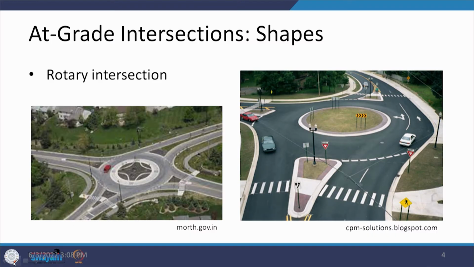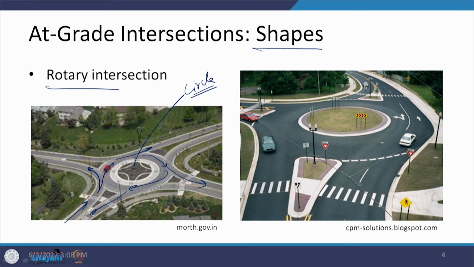Now, in at-grade intersections, we were discussing the shapes. Another type which can be there is a rotary intersection. A rotary intersection means there is a circle at the center and the traffic is moving around that particular circle. If the vehicle is coming from this direction, it has the flexibility to go in this form, or it moves into this area and goes out of the system, or it can move in this area and go out of the system here, or it can come back, take a U-turn and go out of the system in this case.